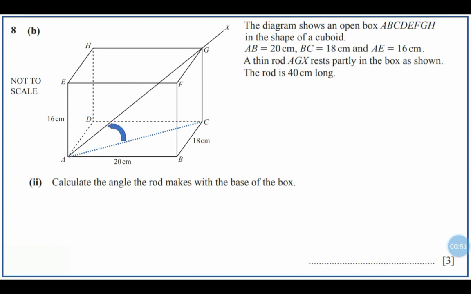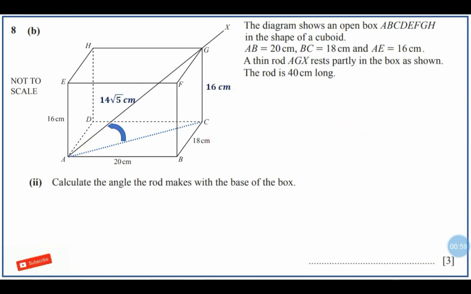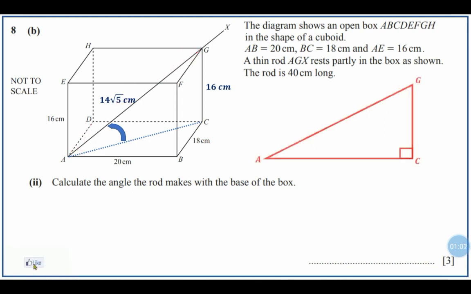Okay, so let's try to put this right triangle into another form. You know that GC is 16 centimeters and AG is 14 square root of 5. So let's put all those things in a right triangle. Okay, so I have that. GC is 16 and AG is 14 square root of 5, and I'm looking for that angle here.